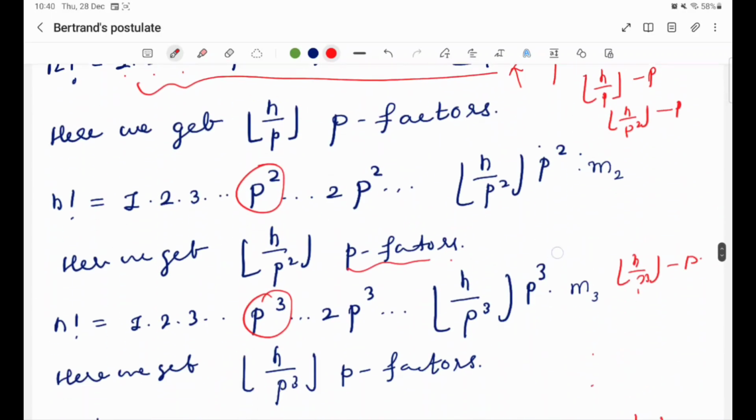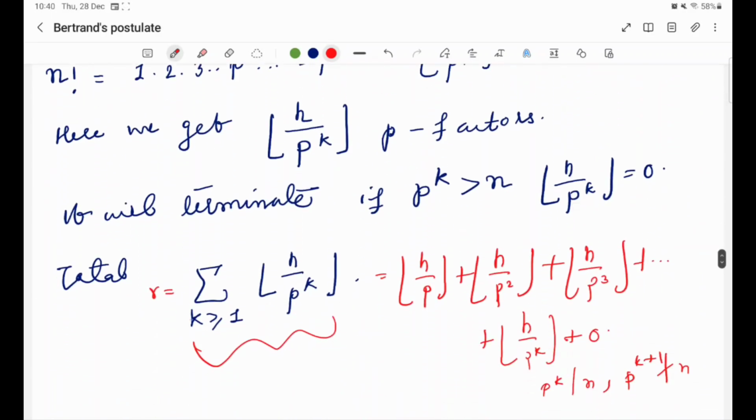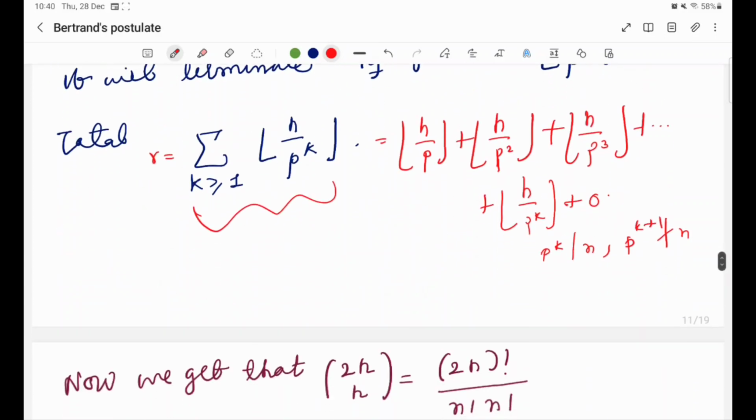So this is the largest power of p which divides n factorial, not n. The maximum of this k is the largest power of p which divides n factorial. This is n by s. That's a divide. So that's a proof. Here is the idea.